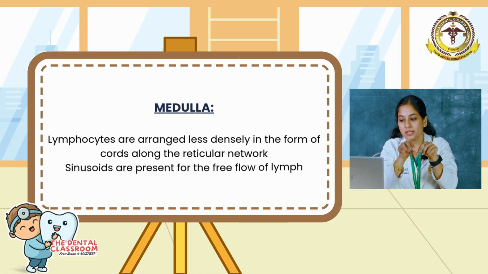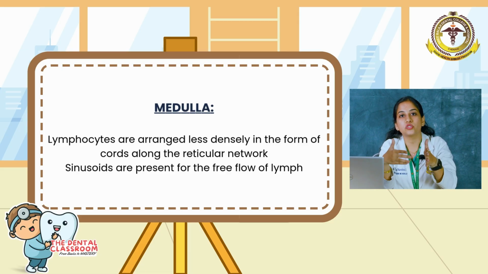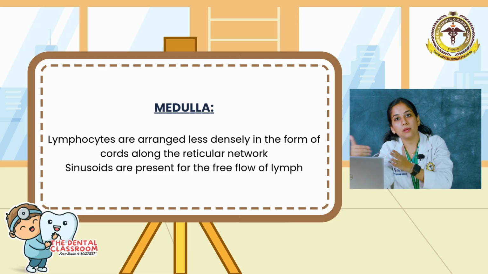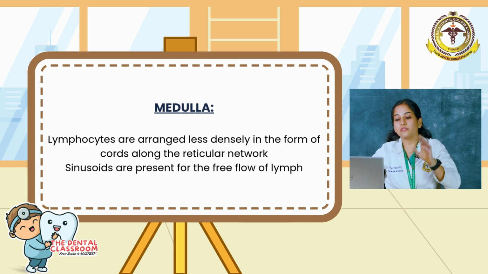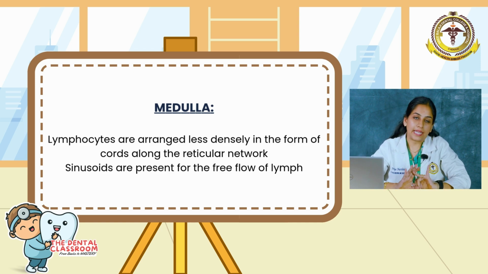Then we will go on to the medulla. The medulla is a lightly stained structure. The lymphocytes are arranged less densely in the medulla. Sinusoids are present for the free flow of the lymph. Whenever the lymph flow gets obstructed, there will be a series of issues such as lymphadenitis and lymphadenopathy, which will be discussed in the upcoming portions. So we have had an idea about the introduction, anatomy, physiology and the histology of a lymph node.